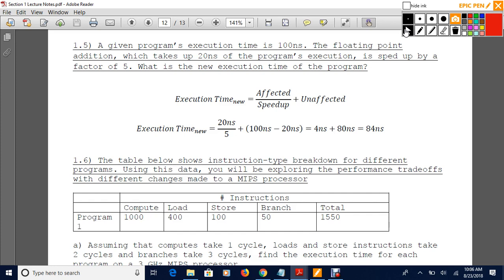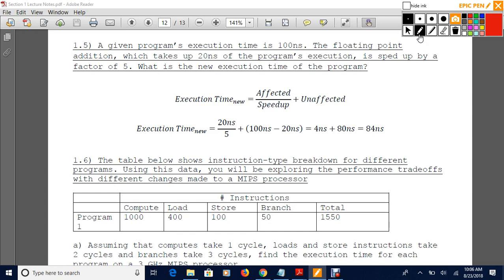Forgive me for cutting off the questions, but I want to start getting more into these example questions. Here we're actually doing an application of Amdahl's law. We're given that the performance execution is 100 nanoseconds. We improve what's known as floating point addition. We'll get into that in section 2, but basically that's like addition in scientific notation in computers. Floating point addition takes up 20 nanoseconds, and we improve it by a factor of 5. What's the new execution time of the program?